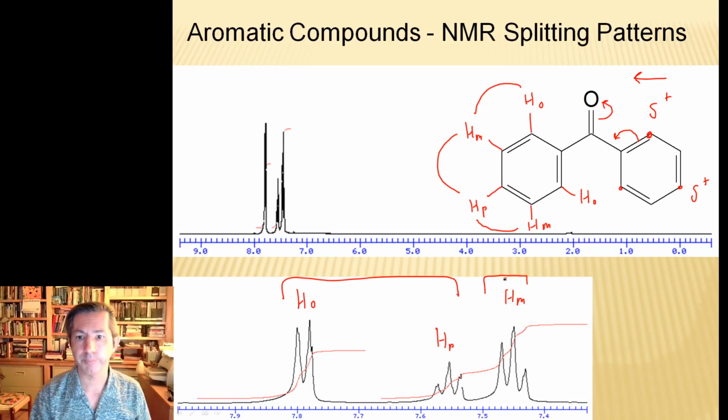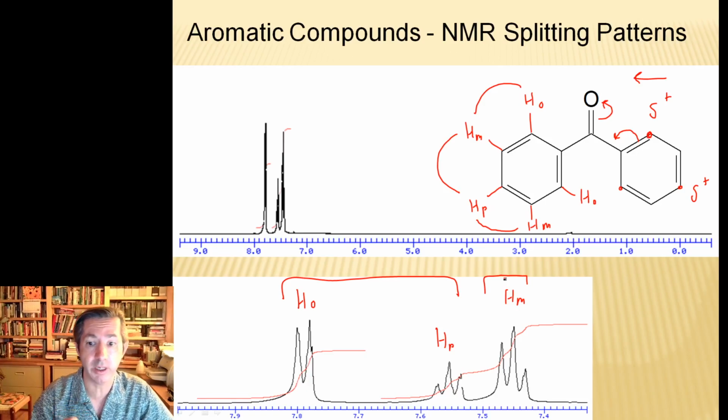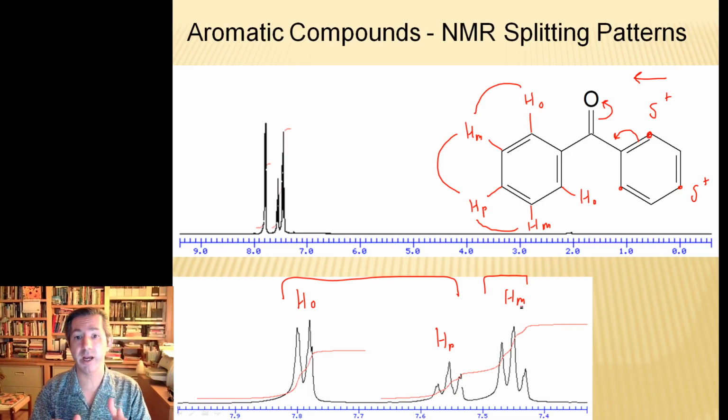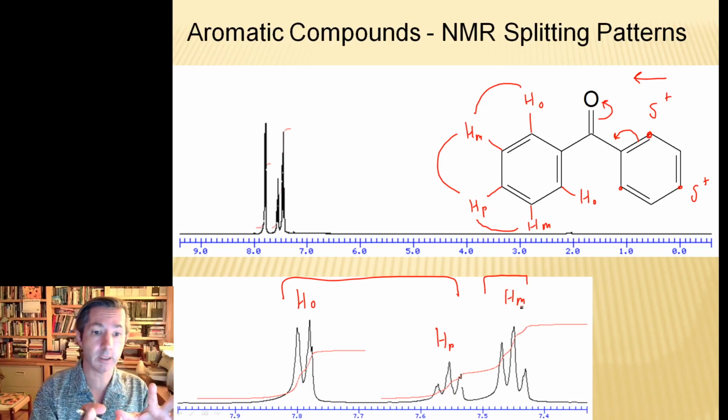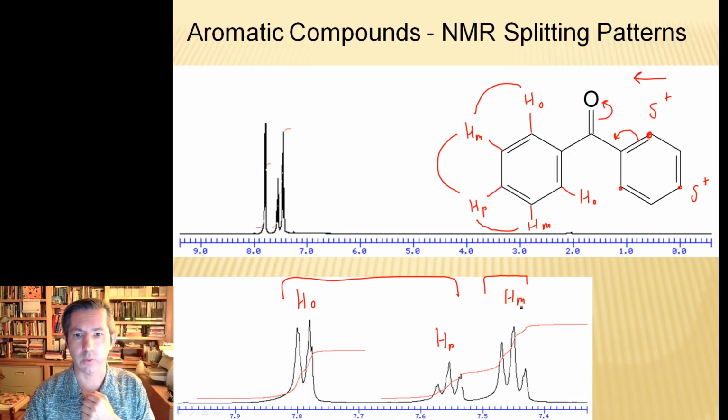Very handy. Now if we happen to have a group on there that shoved electron density into the ring, that would actually reverse the order of these signals. And you'll see the triplet out here, little triplet and a doublet. So you can sometimes tell right away whether you have something that donates electron density or withdraws it. Let's take a look at another one.